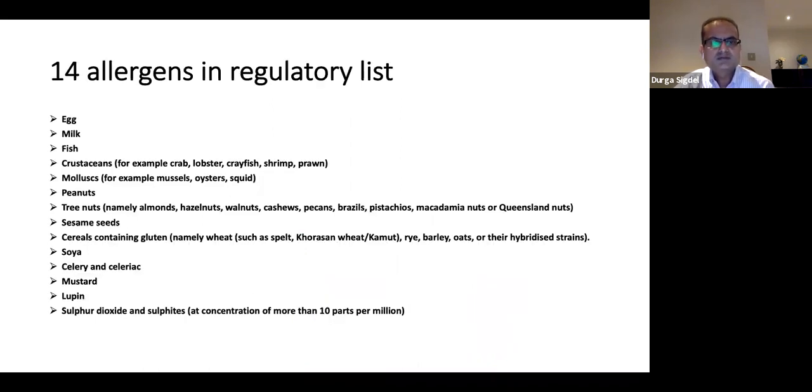This is just for information. These are the 14 foods which should be highlighted in the food product. If you go to the supermarket and see the food packaging, you see some of the foods are bold or highlighted, and these are the 14 allergens, which are common allergens. This is the UK and EU law. It came around 2013, 2014, and manufacturers must highlight these foods in their packaging.